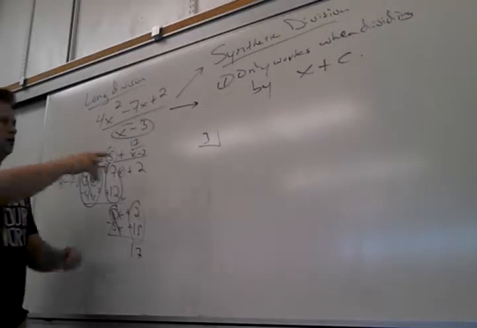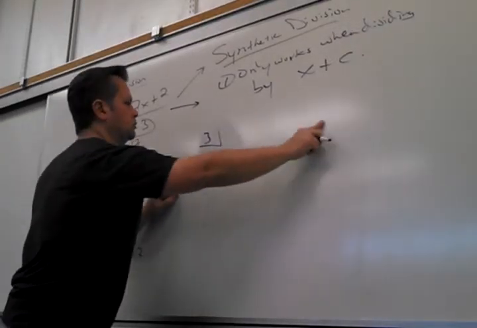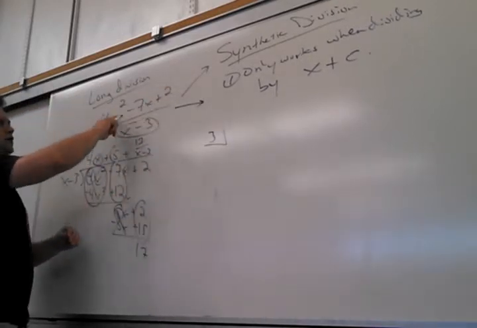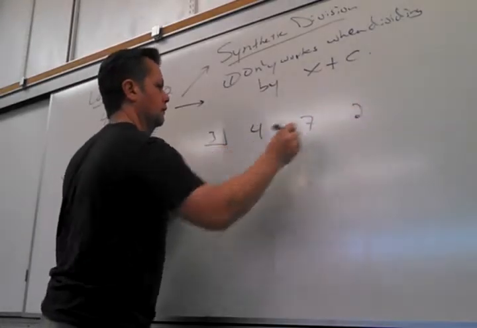Alright, so here we go. And I like doing this side by side so I can show you the parts that relate. Now up here you just put the coefficients. You strip away the x's. So up here I'm going to put what? 4, -7, and 2. I like it.